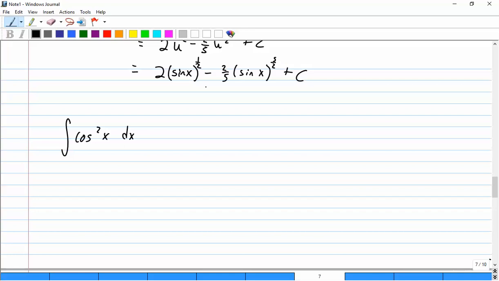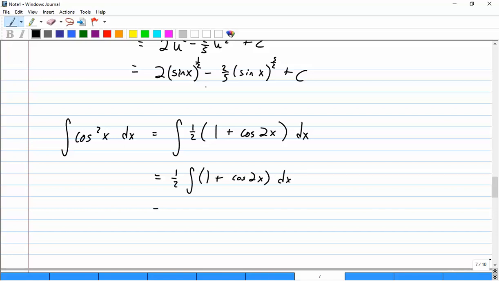Now, what we want to do if we have cosine squared is we want to apply that power reducing formula. So what was cosine squared equal to? 1/2 times 1 plus cosine of 2x. Right? You understand that? That's just a trig identity. So now that's 1/2 times the integral of 1 plus cosine 2x dx.